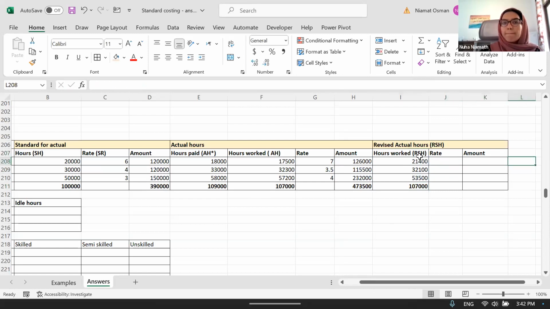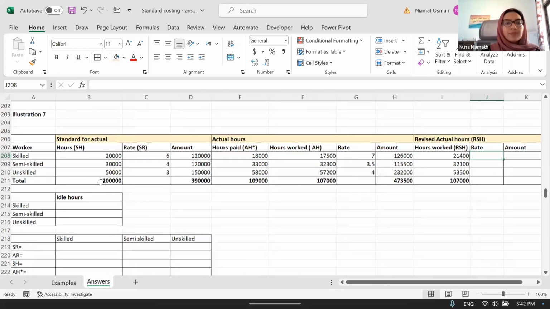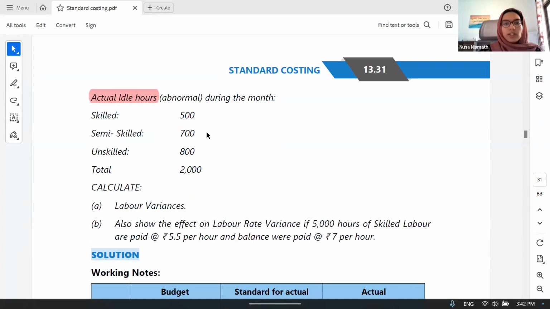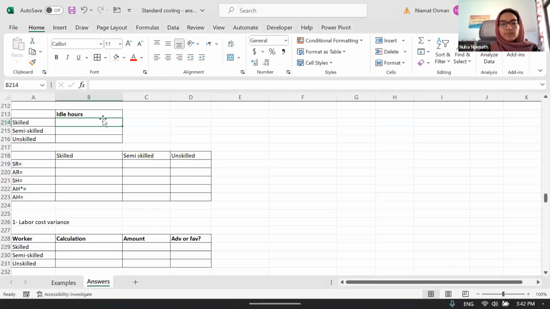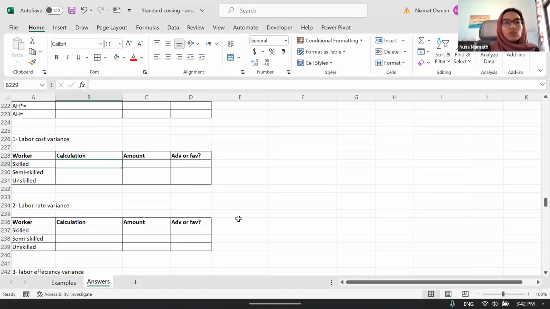Okay. Now coming to the rate. What is the rate? We don't have to worry about that. We just stick to this revised standard hours. Idle hours is anyway given here. Let's just write it down again: 500, 700, and 800. So this will help us in the labor idle time variance. Okay, perfect. So now I'm not going to fill in that. Let's directly jump into the total.